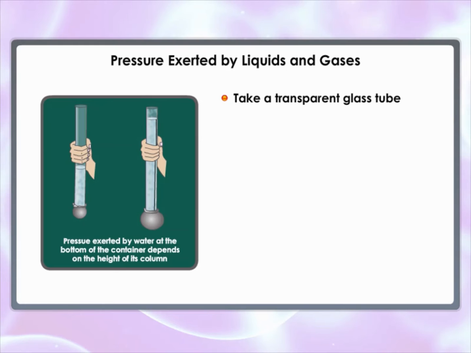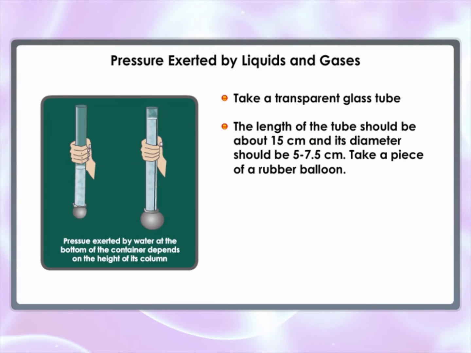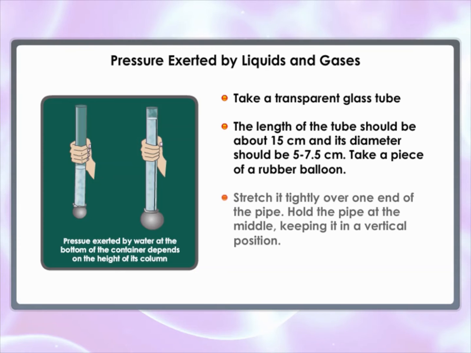Take a transparent glass tube or a plastic pipe. The length of the pipe or tube should be about 15 centimeters and its diameter should be 5 to 7.5 centimeters. Also take a piece of thin sheet of a good quality rubber, say a rubber balloon. Stretch the rubber sheet tightly over one end of the pipe. Hold the pipe in the middle, keeping it in a vertical position. Pour some water in the pipe.